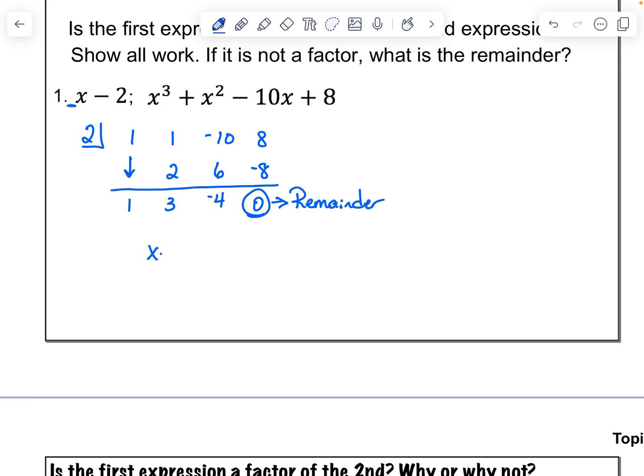So x minus 2 is a factor since my remainder is 0.